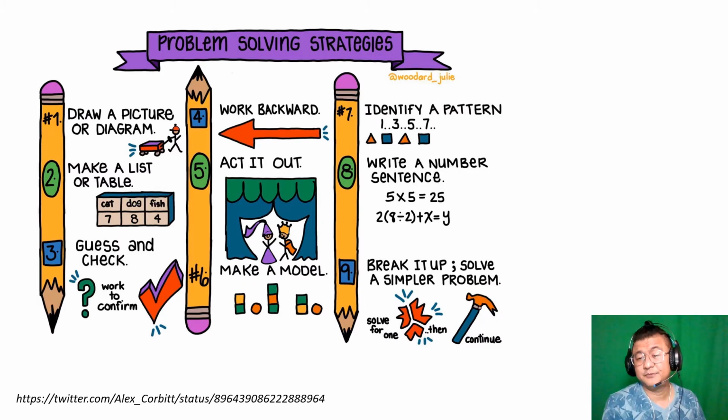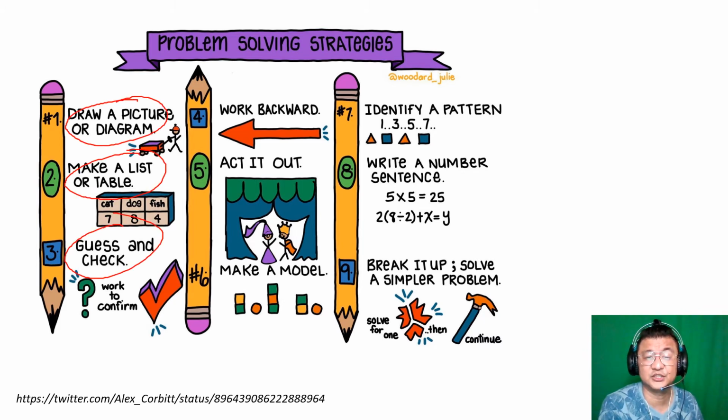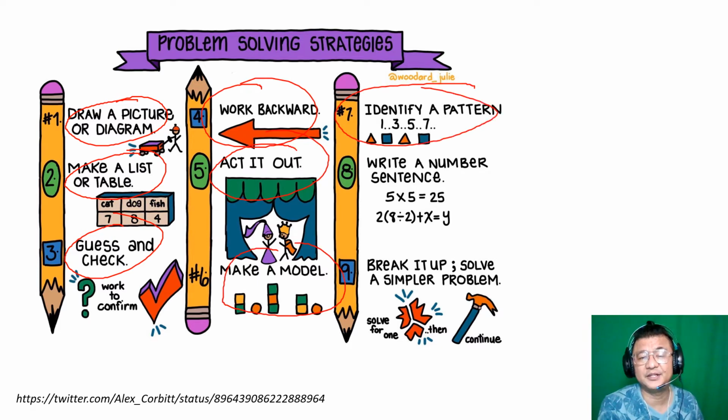Now, every time you have a math lesson, at the end, what's happening? Teachers will always give you a word problem, right? And that's always the difficulty of students. There are different ways to solve word problems. Sometimes we draw a picture, we make a list, we guess and check, we work backwards, we act it out, we make a model, we identify a pattern, we break it up and solve a simpler problem.